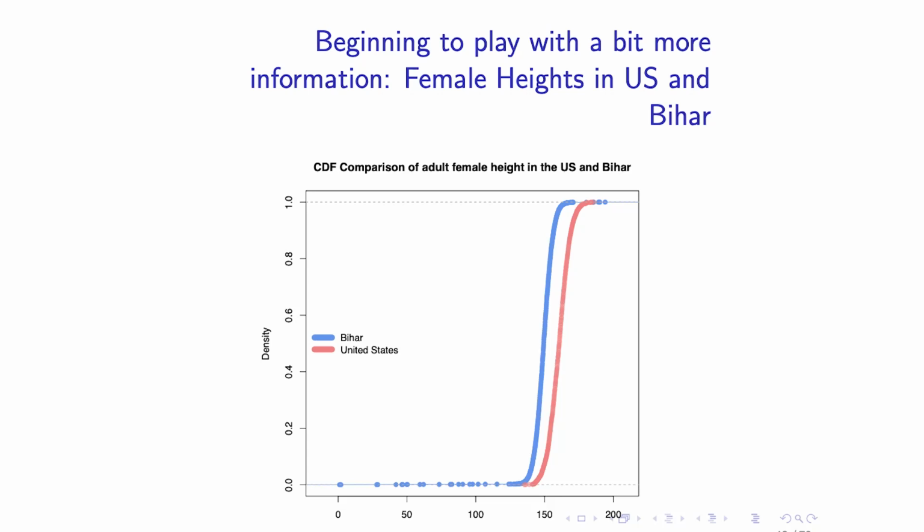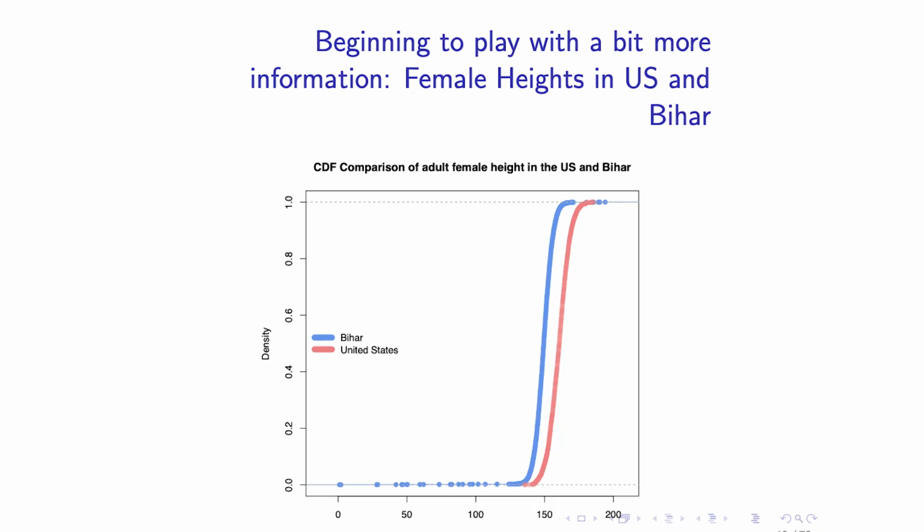For example, at 1.50 meters, we have about, let's say, what would you say? 0.22. I'm making that up. 0.22 women who are below in Bihar, and we have less than 10% women who are below in the US. And we can repeat that exercise many times.